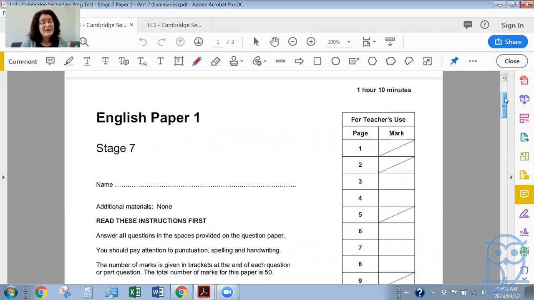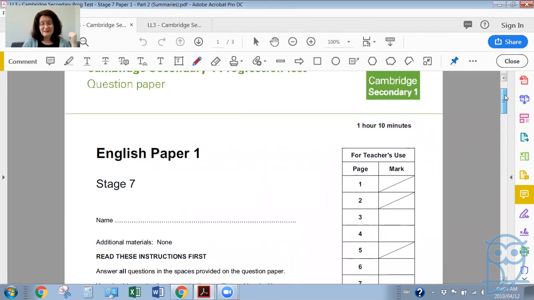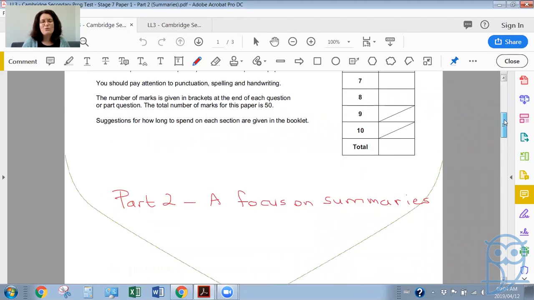So we had started looking at this progression test in last week's live lesson, and I didn't get around to going through the second bit of the first part of the paper. So today I wanted to focus on summaries.